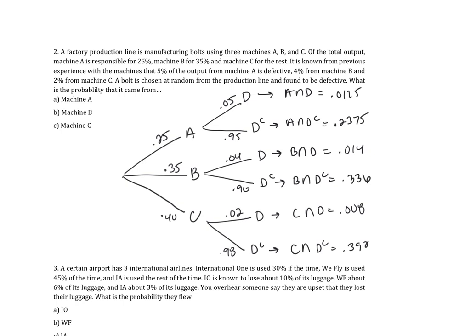Now the question says, a bolt is chosen at random from the production line and found to be defective. What is the probability that it came from machine A? So we're trying to find the probability of A given defective. Right here, remember, this is the probability of defective given A. So we don't have that. We can find it though. A and defective over the probability of defective. So let's find the probability of something being defective first.